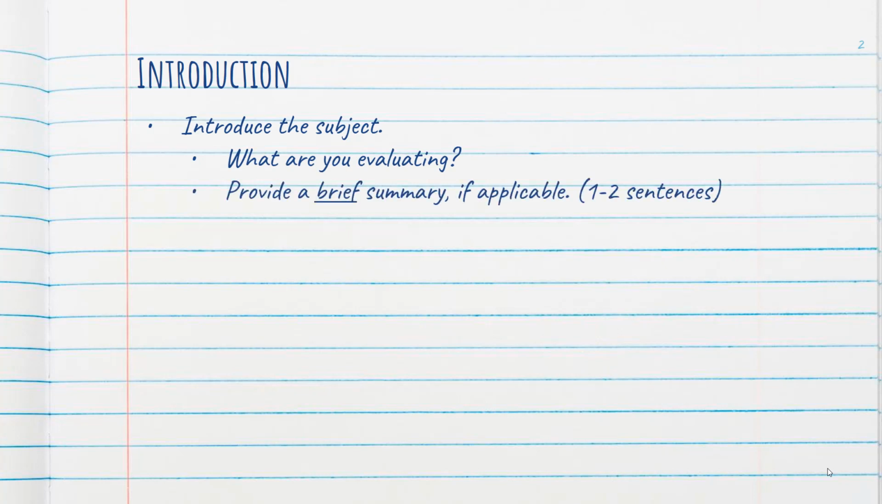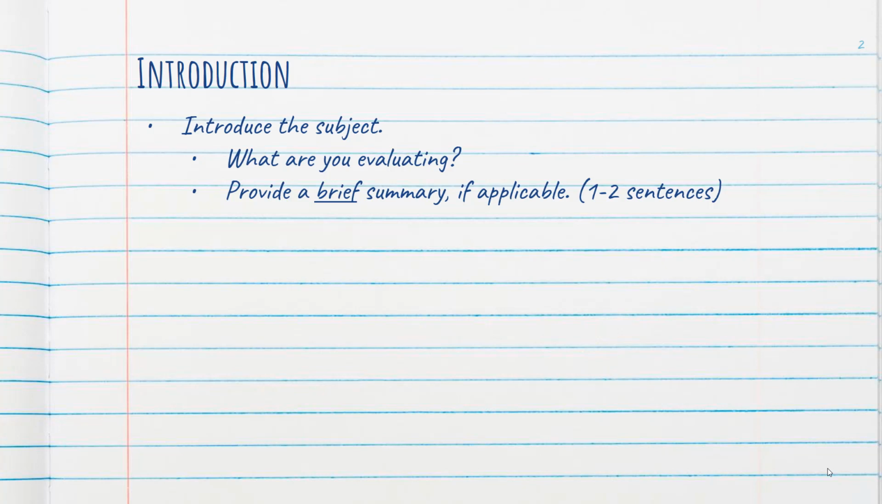Provide a brief summary if it's applicable. So if it's a movie or a TV show or a song or a play or a book or something like that, you want to provide a little bit of summary. And we want to be careful with this, not to provide too much, because it can get really easy to end up just summarizing a text and not actually evaluating it. So I recommend sticking to 1 to 2 sentences.